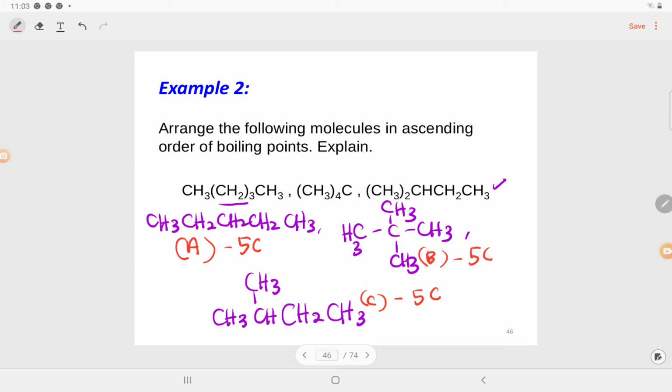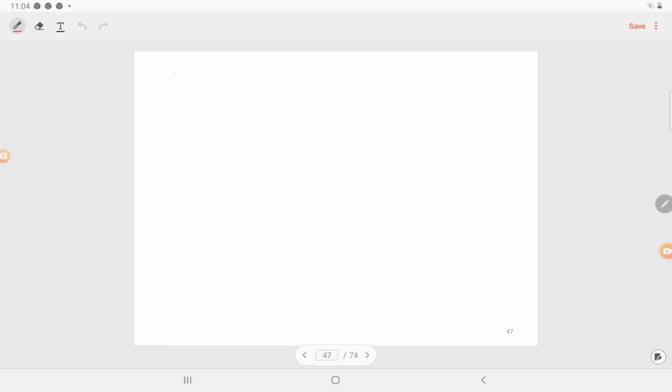What are the differences between them? So the factor here is the concept of branches. So we can label these structures according to the ascending order of boiling point. So we can conclude that the more the branches, the lower the boiling point. So we can conclude B has the lowest boiling point. So we can rearrange the structures: B, lowest boiling, followed by C, followed by A. So what happened? Our factor is branch.